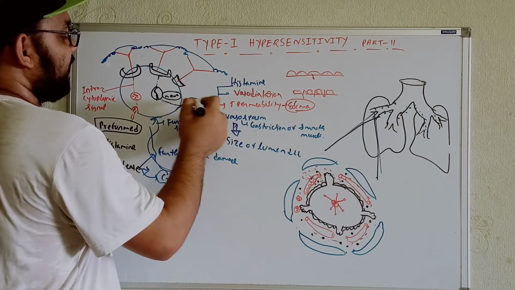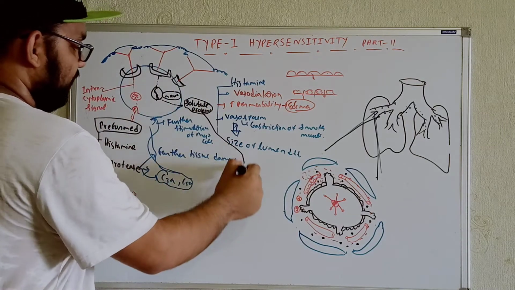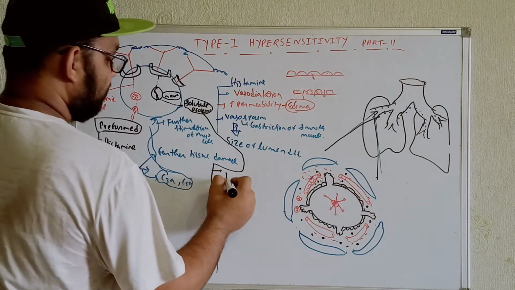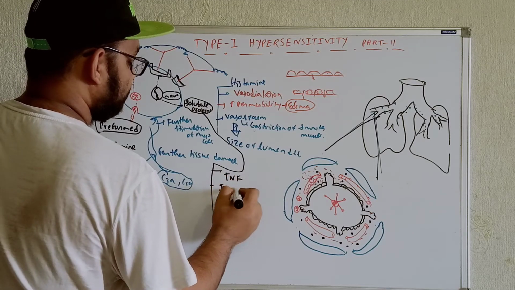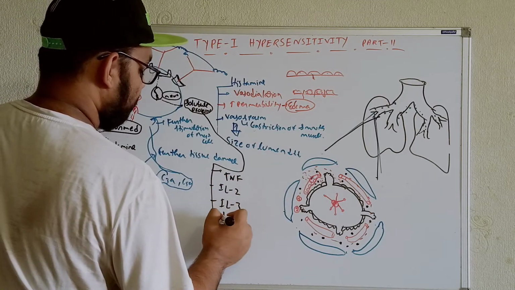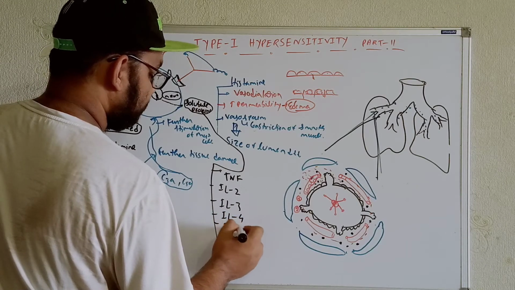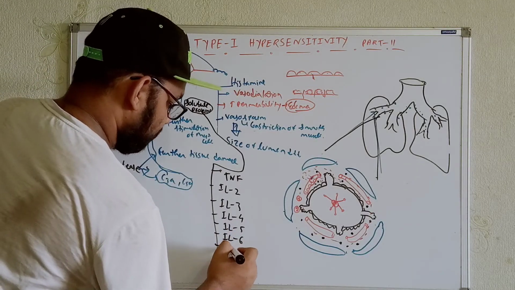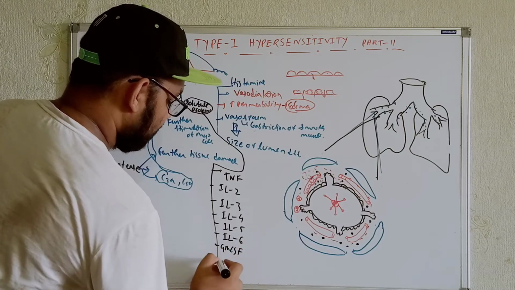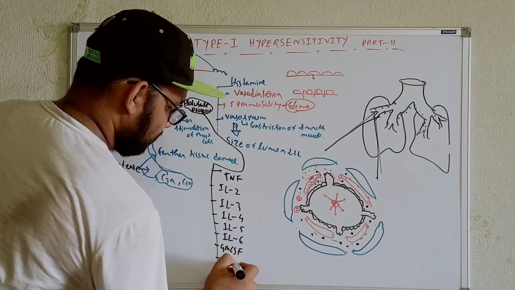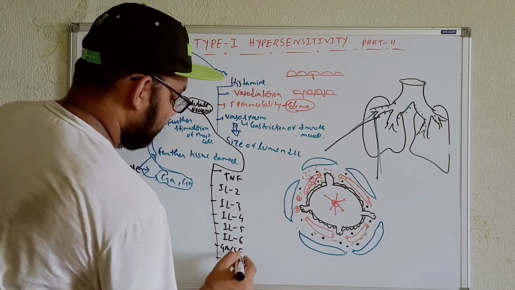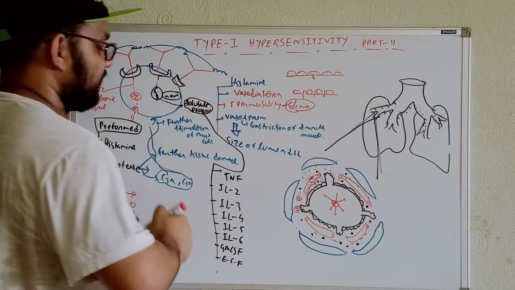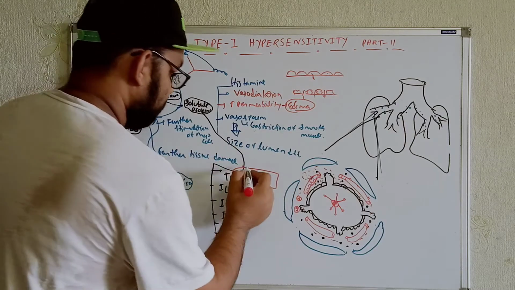And these soluble proteins help interaction between the cells. Among the soluble proteins we get TNF, tumor necrosis factor, interleukin 2, interleukin 3, interleukin 4, interleukin 5, interleukin 6, and granulocyte-monocyte colony stimulating factor. We can also get eosinophil stimulating factor and eosinophil chemotactic factor. Now, these are known as what? Cytokines.